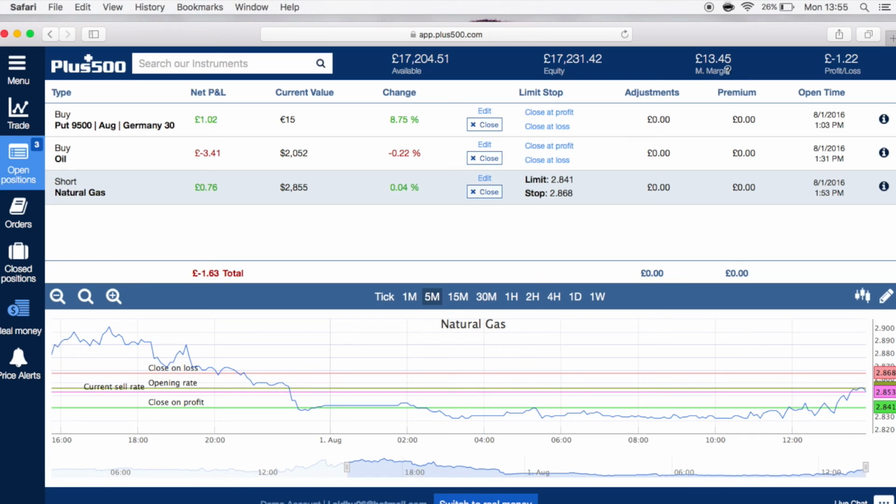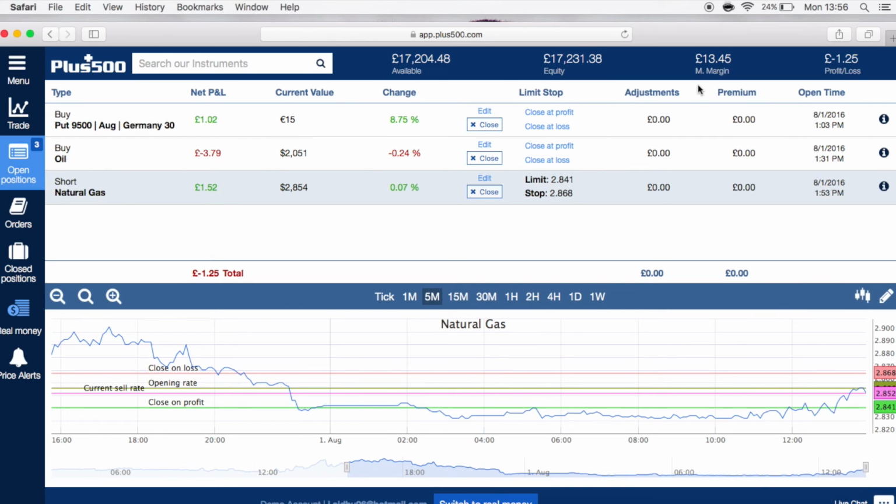My maintenance margin is the amount of money that I need in my account or in my equity to keep the positions open. So for example, if my equity drops to £13.45 or below, one or more of these positions will be closed to account for that, because my account has to be above this number at all times. It's not so much relevant here because I'm not running out of money anytime soon on my demo account, but it becomes more relevant when you start trading using your real money.